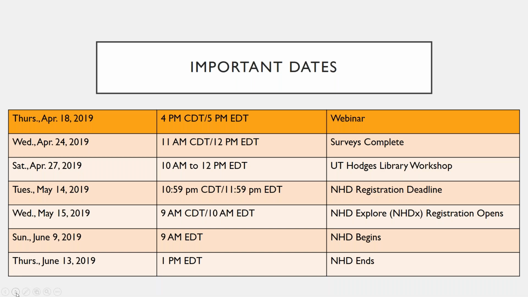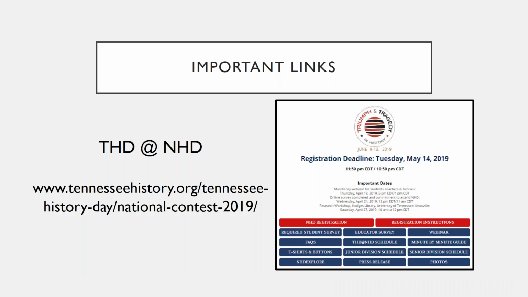National History Day is not just a day, it's the better part of a week. It starts on Sunday, June 9th, 2019, and it goes through Thursday, June 13th. Now, you do not have to attend all of that. You can attend just the part where you are competing. But if you want the full NHD experience, it's there for you all of those days. And we'll talk more about when you need to be there and what you need to be doing once you get there.